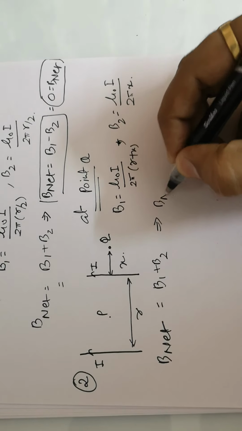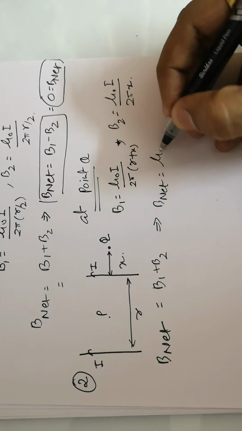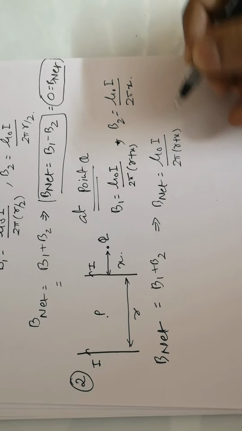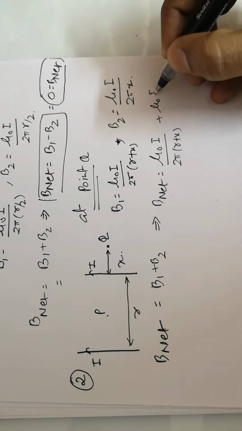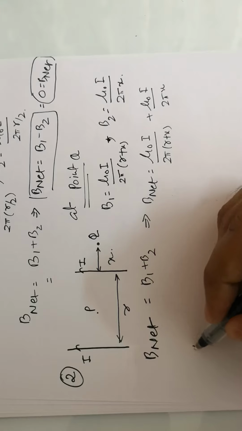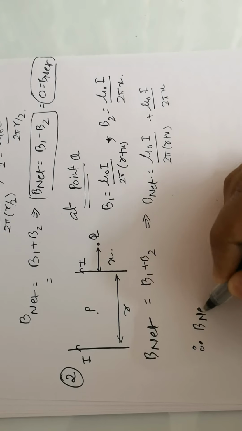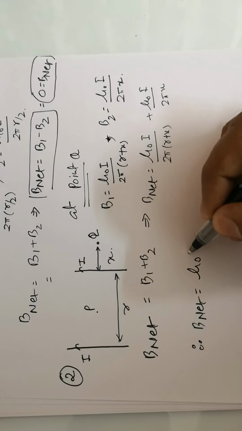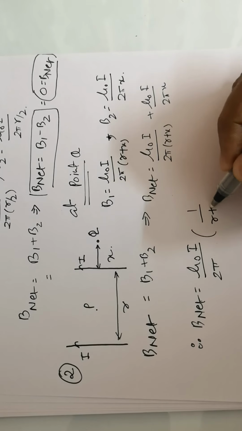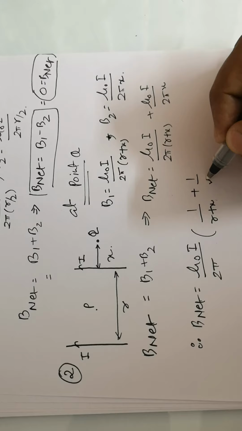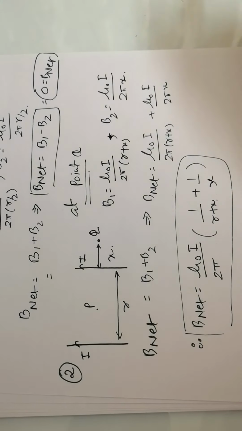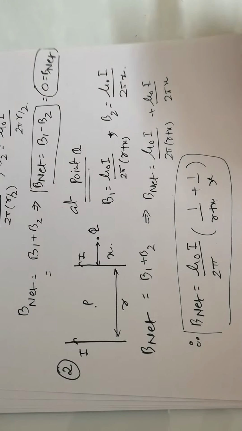So my B of net is mu 0 I divided by 2 pi (R plus X) plus mu 0 I upon 2 pi X. You can simplify this one, because the concept is okay, but to remember this formula you require such short forms. So 1 upon R plus X plus 1 upon X. So this is the B of net, on the right hand side at that point Q.